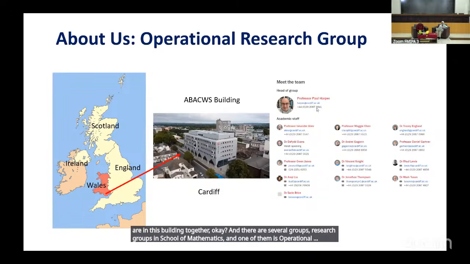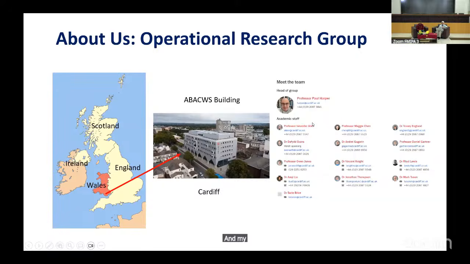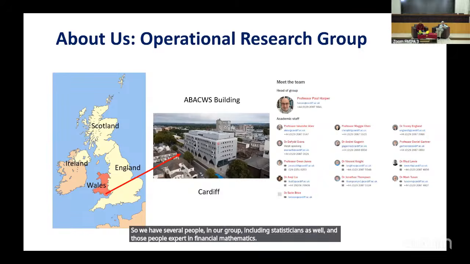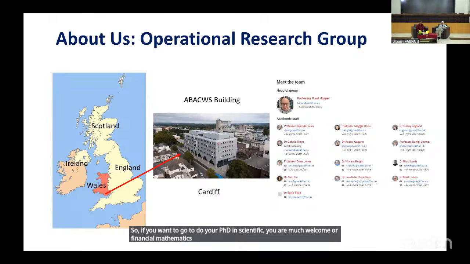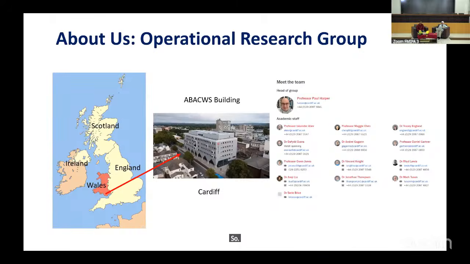My supervisor, Professor Paul Harper, supervised me during my PhD. We have several people in our group, including statisticians, and those people are experts in financial mathematics. So if you want to do your PhD in statistics or financial mathematics, you are most welcome. So this is a little bit about Cardiff.